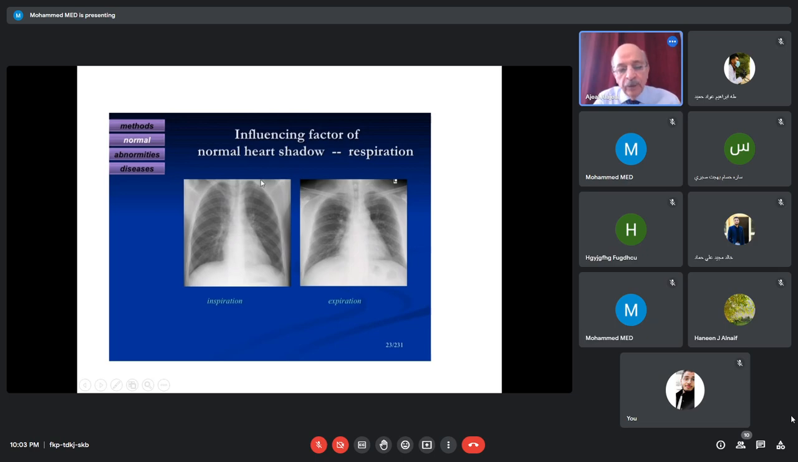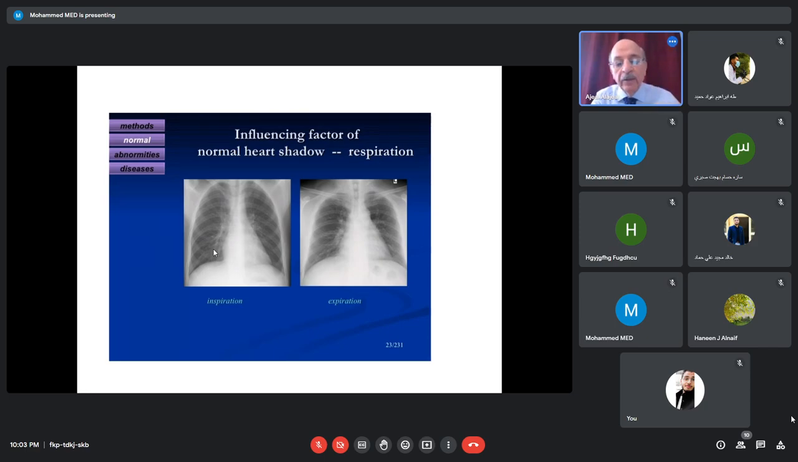Some of the X-ray technicians will make mistakes here. If you go to the X-ray department, you will hear them say, "Stop your breath." This is wrong. Let me say it again: they should teach the patient to breathe in, breathe out, then take a breath in and hold it, and teach the patient how to hold his breath, and then take a film.